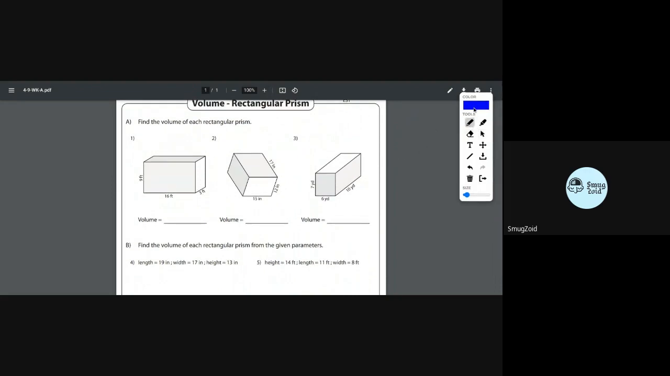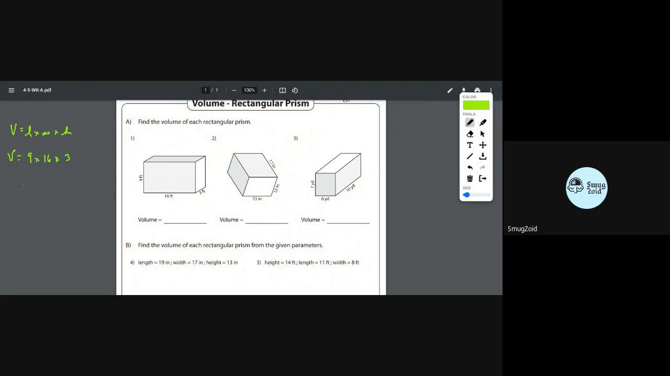I'm going to change my color a little bit. Let me run over to the side. Here we go. So I'm going to write over here. So the first one says, remember, volume is going to be equal to the length times the width times the height of an object. In this case, we have the volume is going to be equal to 9 times 16 times 3.